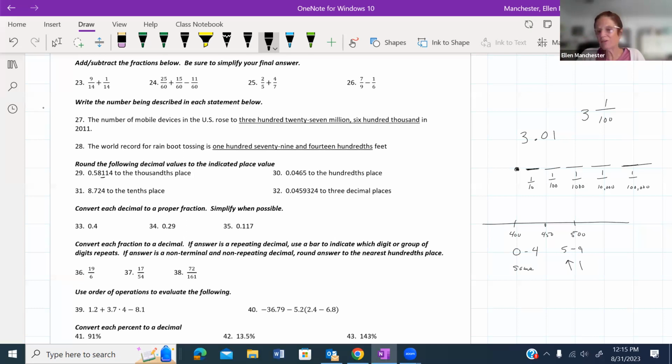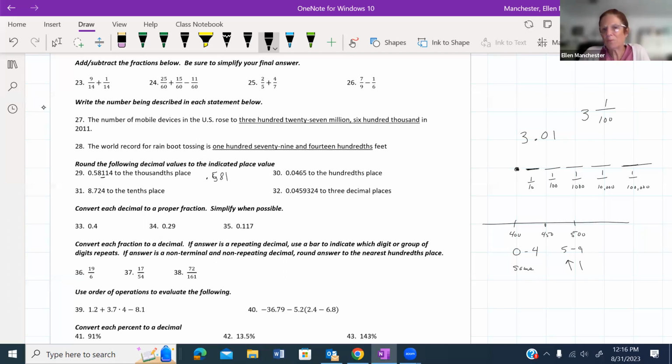You don't get to go down. It's either stay the same or you go up 1. So if we're looking at the thousandths place, I'm looking at number 29. I look to the right. The 1 tells me that the thousandths place is going to stay the same. So it's 0.581. Whatever place value you're going to is going to stay the same.